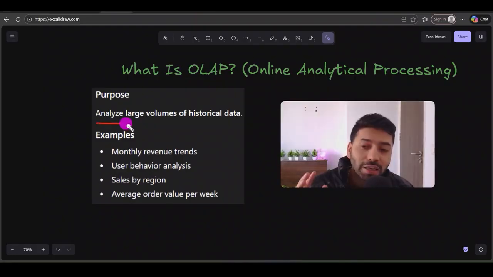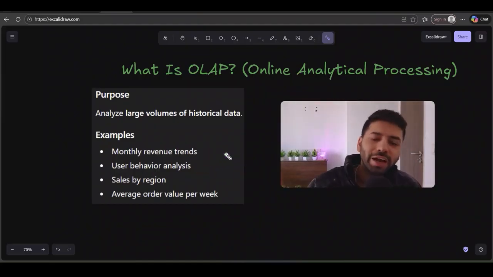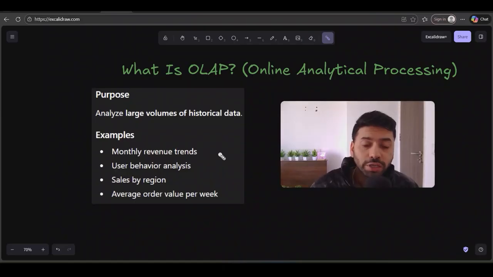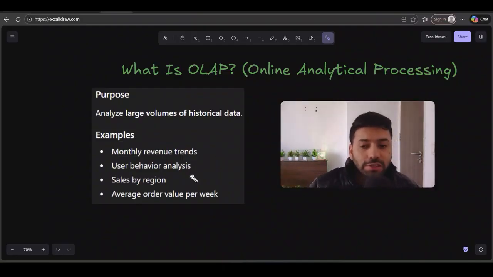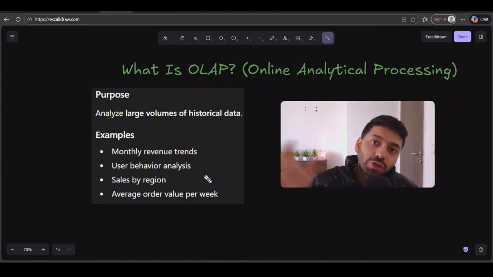The purpose is to analyze large volumes of historical data, from which you will understand the business, like what's happening overall, correct? Examples can be monthly revenue trends, where you create metrics by analyzing all the data. Or user behavior analysis, through which you get an idea of what most users are using in your product. You'll understand where to expand your product, what people are liking, what people are not using, all such things. Another example is sales by region: which region is giving you the most sales, and where your product is not doing well. You will analyze all those things from here.